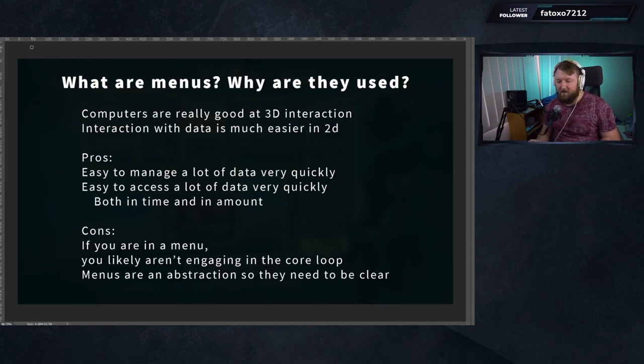That would all suck. So instead, we can put that stuff in a menu and allow you to do it really quickly and give you a bunch of information to help you make your choices, which allows you to get back to doing what we want you to be doing, which is the core game loop, which is usually combat or platforming or something like that, right? So it's much easier to interact with data in a two-dimensional space, which normally is a menu, right? Now, the pros of this is that it's very easy to manage a lot of data very quickly, right? So if you've got a bunch of different things that you need to flick back and forth between, it's very easy to do this all in 2D.